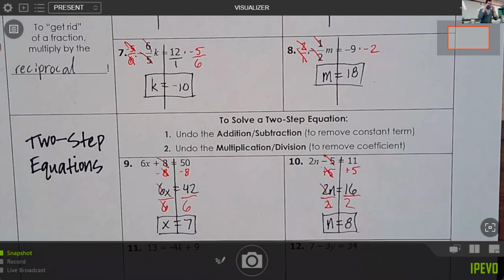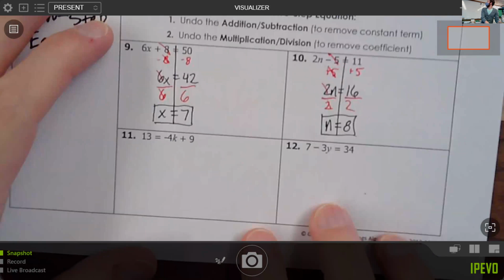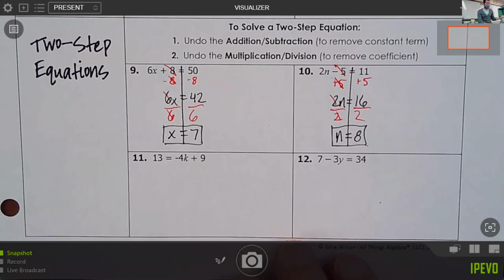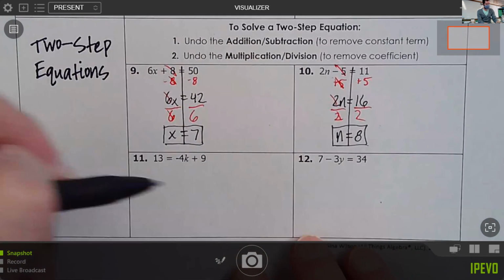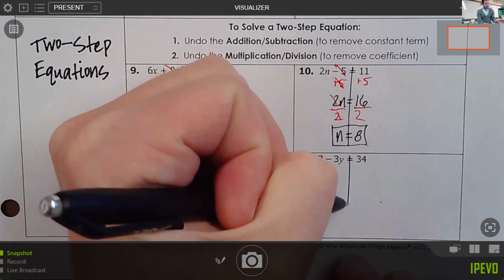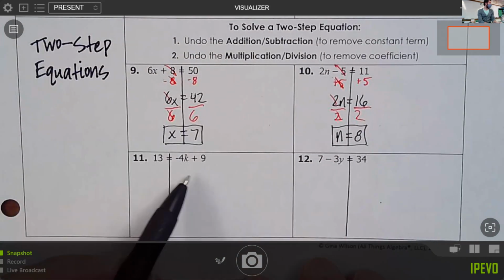All right, try the next two on your own, 11 and 12. See what you can do with those. Start with the addition and the subtraction, and then finish up with the multiplication or the division. On number 11, just make sure that you're dealing with getting rid of the stuff on the right-hand side because that's where the variable is this time.